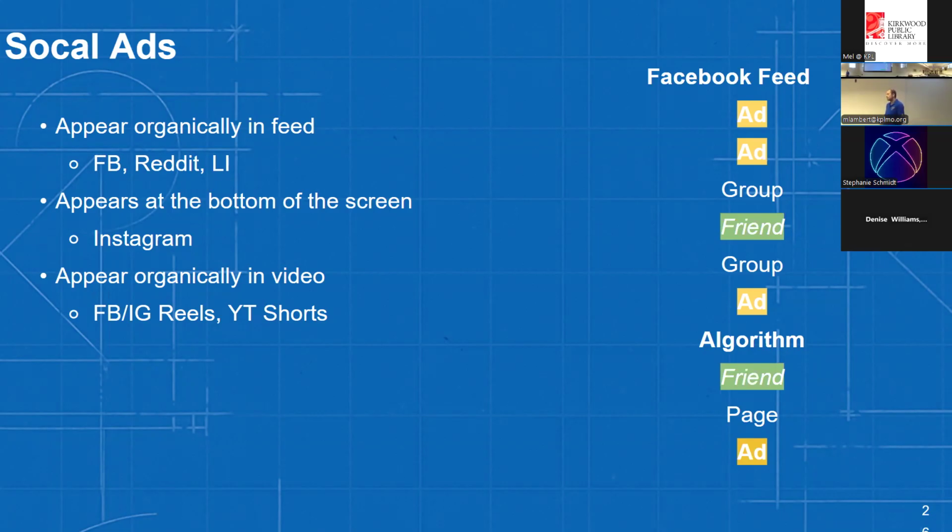I did an audit of my Facebook feed. These were the top 10 posts on my Facebook feed: ad, group, a friend post, a group post, another ad, an algorithm push, a friend ad, a page I follow, or a friend post, a page I follow, then another ad. 4 ads, 10 posts.